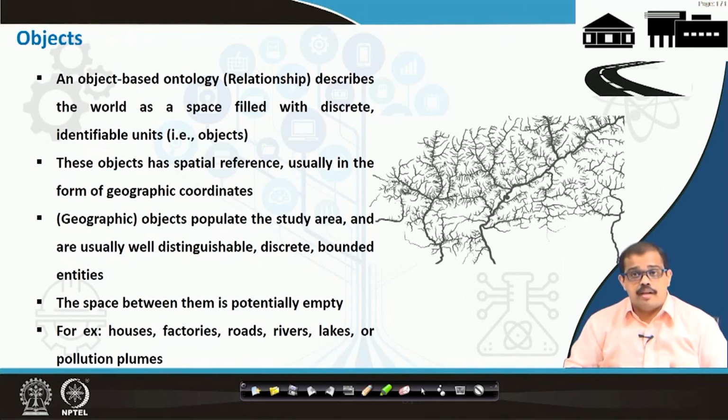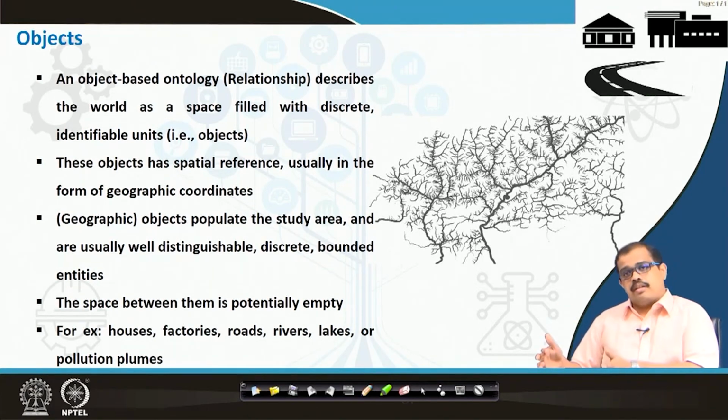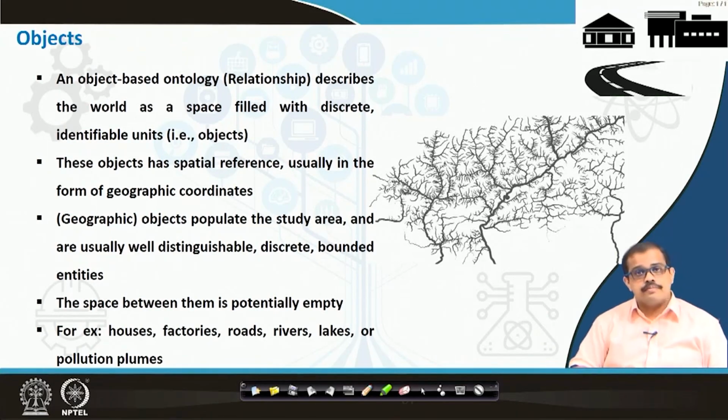Continuous has continuous values. If there is a house, it stops, then you have another house, it stops, then you have an industry. That is a continuous value, whereas with discrete you have a space in between them. For example, we have houses, factories, roads, rivers, lakes, or pollution plumes. If it is continuous, you cannot distinguish the boundaries. But if it is discrete, you have a bounded value, then a space, then maybe another object, and it becomes quite discrete.